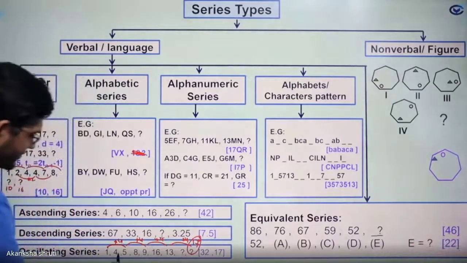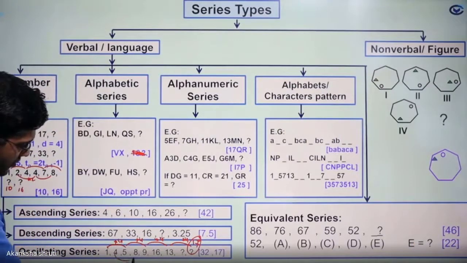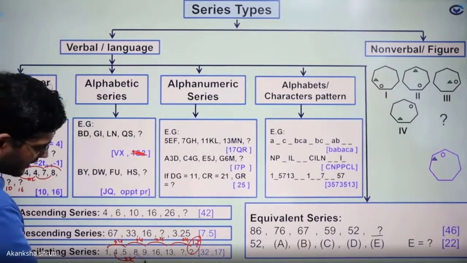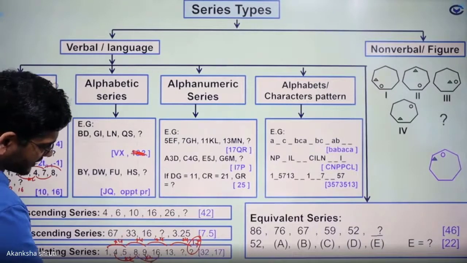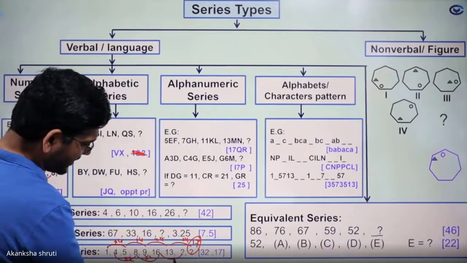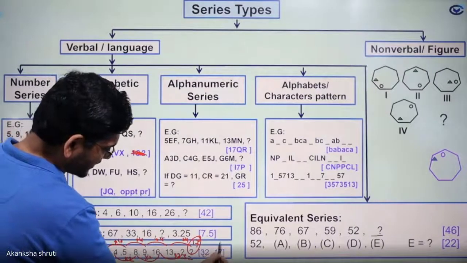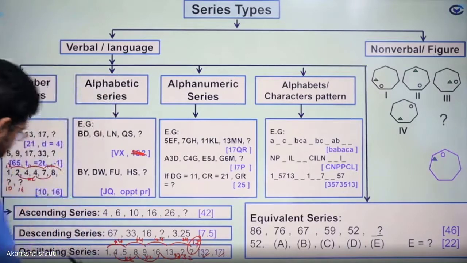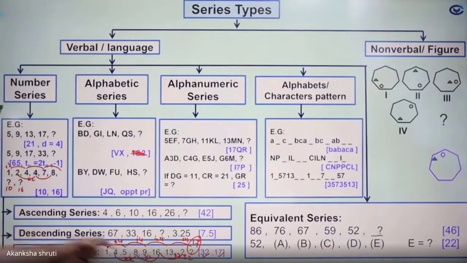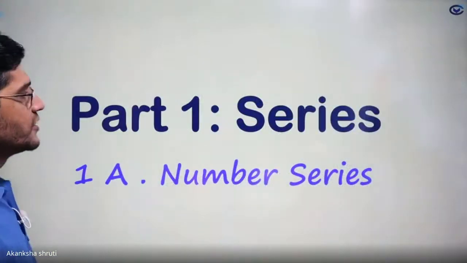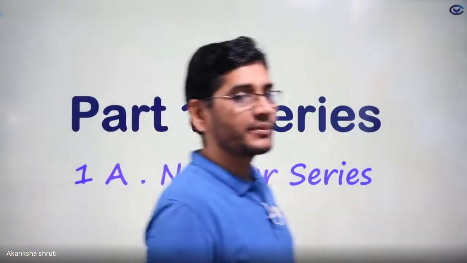And for the other series, 4 multiplied by 2 is 8. 8 multiplied by 2 is 16. Then 16 multiplied by 2 must be 32. So this is 32. This is 17. So this is called oscillating or double series. Like here we have taken the same example. So this thing we had already learned. Now, students, today we are going to focus on the number series.